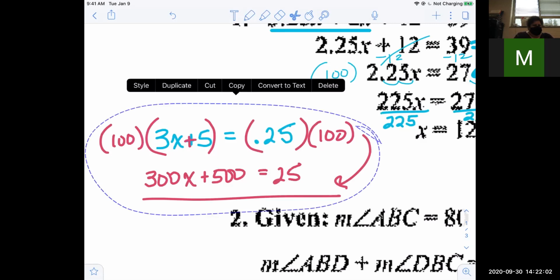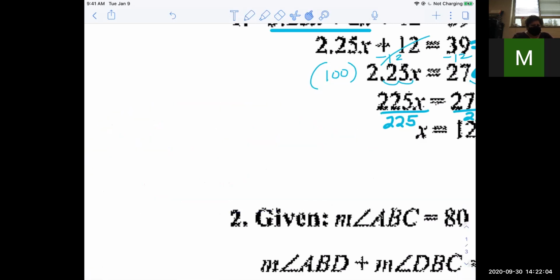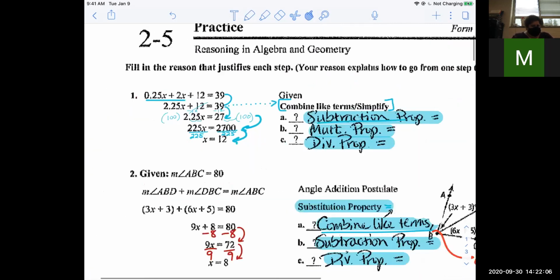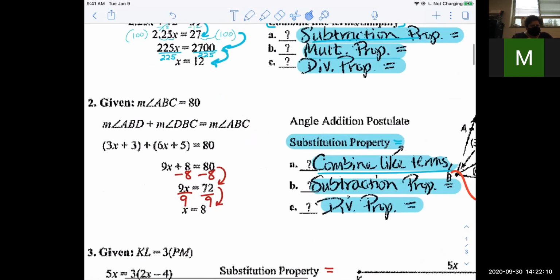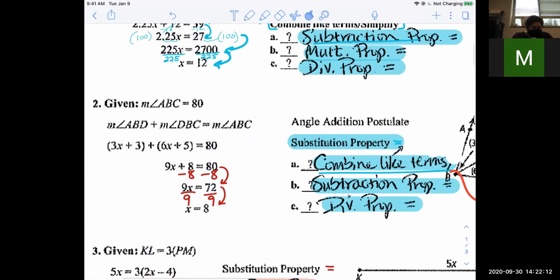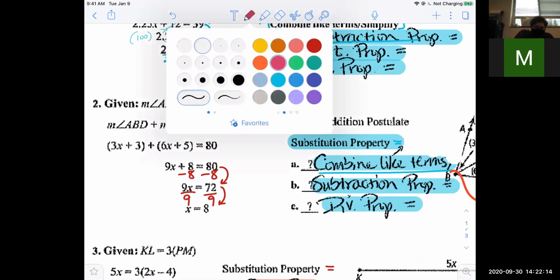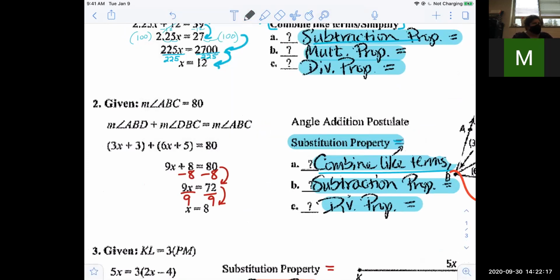Good questions. Okay, for number 2, that says equality there, it's hard to see it, but it says equality. For 2A, where it says combine like terms, what's something else that you think you could put there? So going from here to here, combine like terms or simplify. So it's all right if you want to call that simplify.